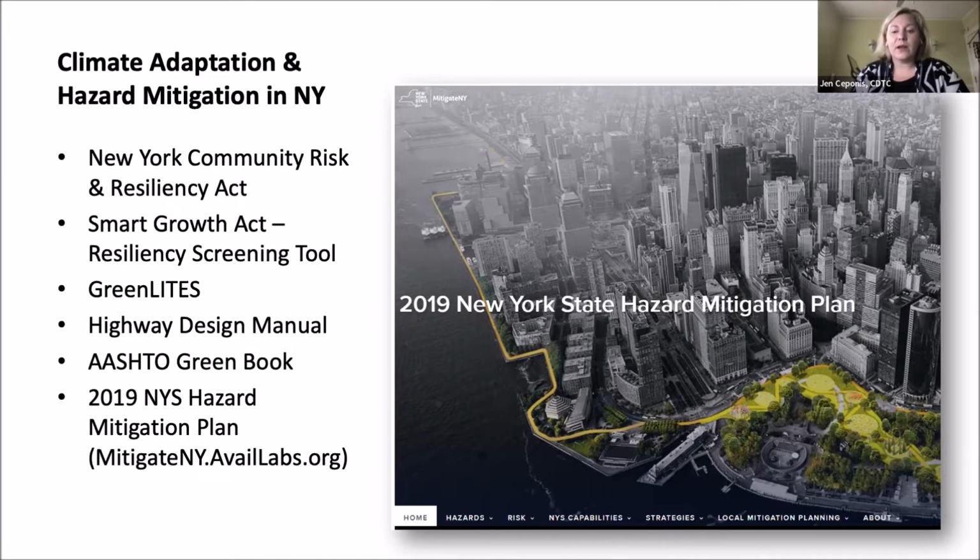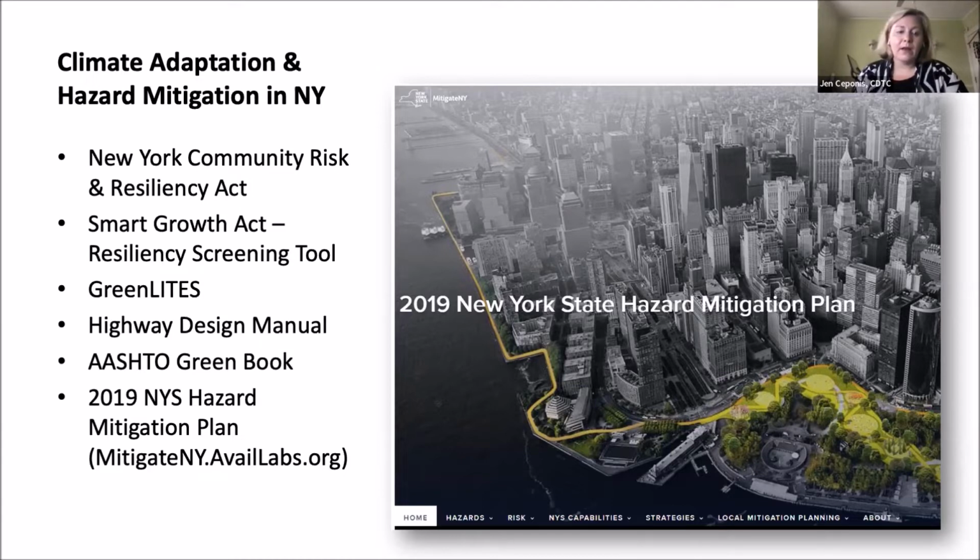And New York State's own highway design manual has been updated to include considerations for adaptation and resiliency, and other design guidance like the AASHTO Green Book we're anticipating the updated version, and it's anticipated that it will include good information on resiliency and adaptation, stormwater management, and things that will be of interest to a lot of communities right now.